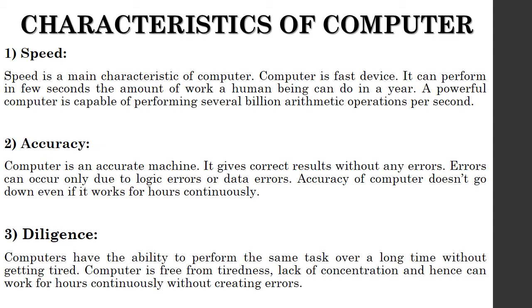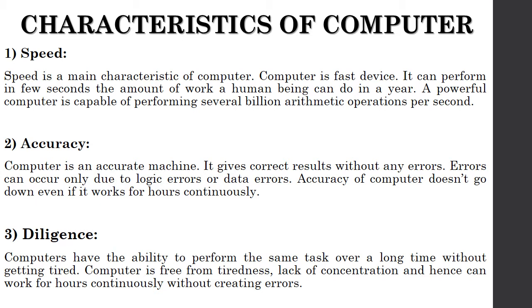Next, characteristics of computer. Just as we human beings have different characteristic features, in a similar way computers also have their own characteristics. The first one is speed. Speed is considered the main characteristic of a computer. A computer is a fast device. It can perform in a few seconds the amount of work a human being can do in a year. A powerful computer is capable of performing several billion arithmetic operations per second.